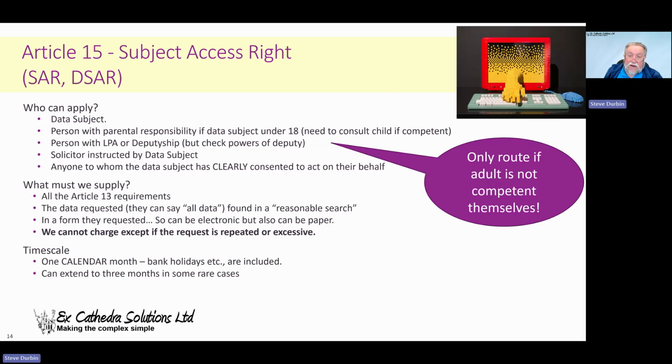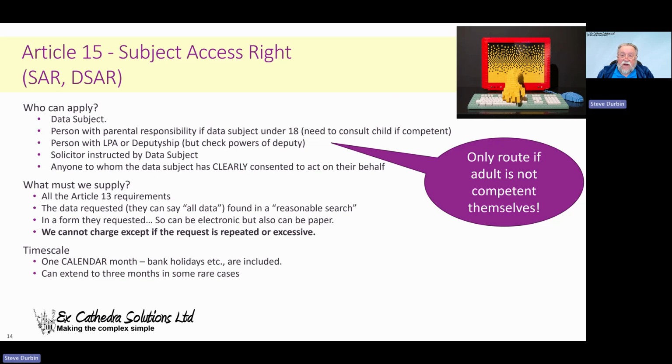We have to provide it in a form they requested. So they can request it electronically, they can request it on paper, but it's one copy. They can't ask for both. So if they do ask for both, you say to them, well, which do you want? Because obviously, I've got to charge for one of them. And if you want it electronically, I'm going to charge for the paperwork. That's legal. You can say that. Bear in mind that if someone has asked electronically and has not stated what they want, we can assume electronic. I'll talk in a bit more detail about what we need to provide in terms of the data, and we can't charge unless the request is repeated or excessive.